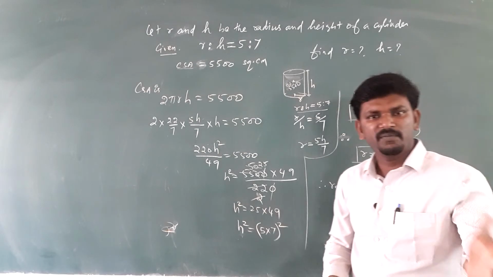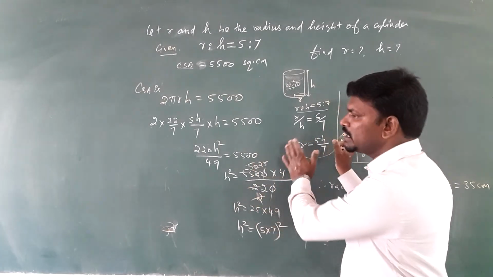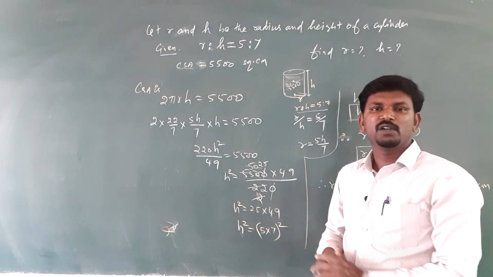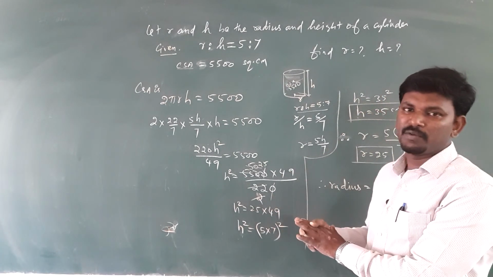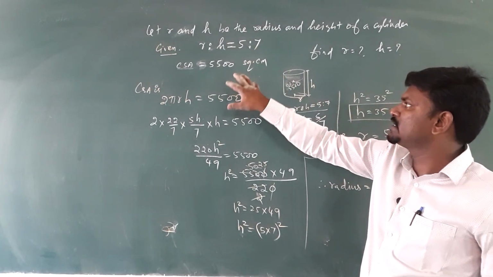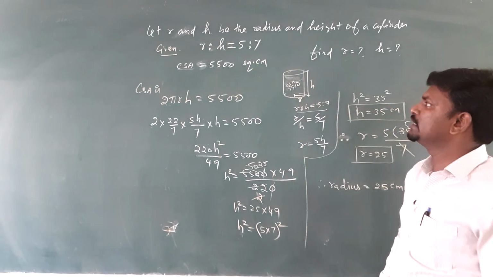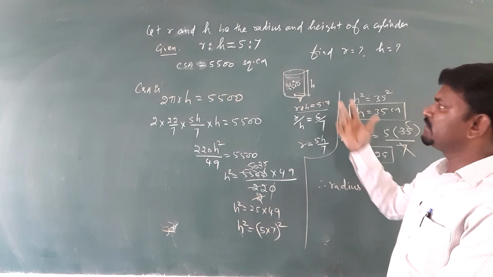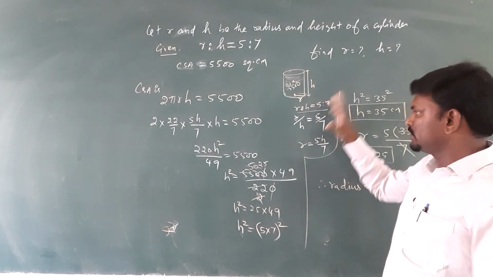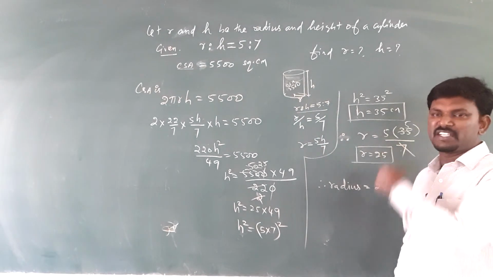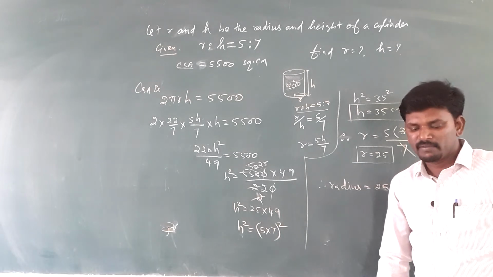If they are asking total surface area, we have to write the total surface area formula and substitute the values of the variables. If it is volume also, we have to do it like that. But in some cases they will give some conditions, such as the relation between height and radius, or they will give the CSA or the TSA. The method is the same, but we should know the simplification of the problem. Okay, very good, thank you.